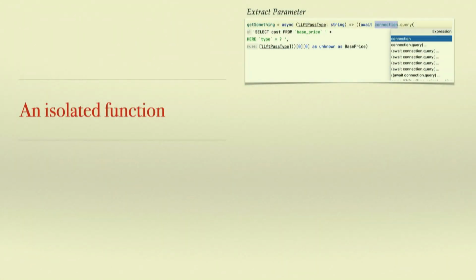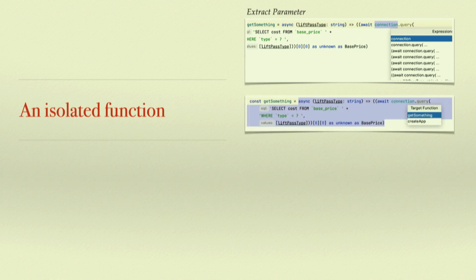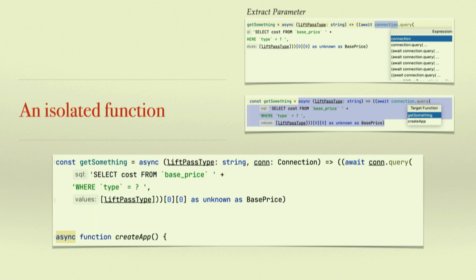Let's make this an isolated function. The connection, as I said in the beginning, is something like a global variable, outside the scope of this function where we are. Again, I can do this by hand, but I trust my IDE. I select the connection, Command Option P, extract parameter. I set that to the target function, and then the function gets all the data it needs to perform its calculation as parameters. So this is an isolated function.